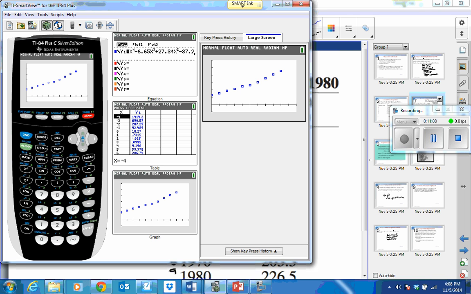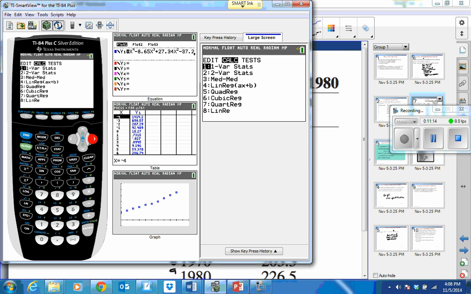And we know that this is an exponential growth function, so this is the point at which you're going to go to stat, and you're going to go to calculate. And this is going to be an exponential regression. So let's go down until we see exponential regression. There we go. So we want to do an exponential regression using list 1 and list 2.